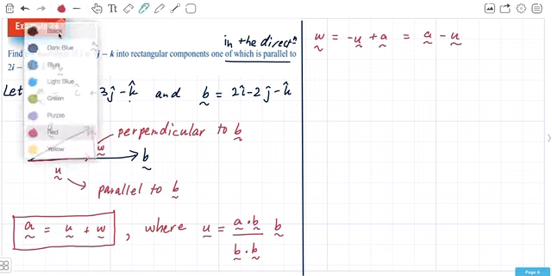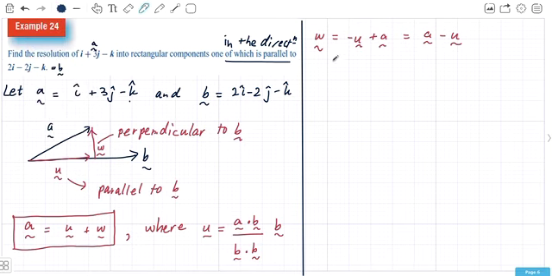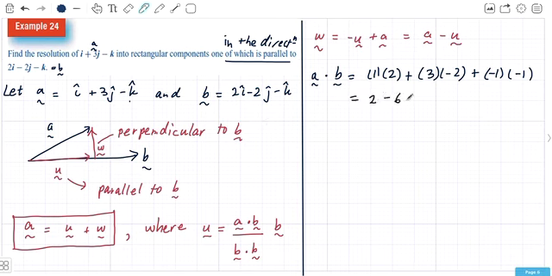Let's start. First thing we're going to do is find A dot B. We've got A and B here, so the coefficients of i multiplied together, plus the coefficients of j multiplied together, so that's 3 and negative 2, plus the coefficients of k multiplied together. And they're both negative 1, so that's kind of nice. 2 minus 6 plus 1, which is going to be 3 minus 6, so minus 3. So we've got A dot B.